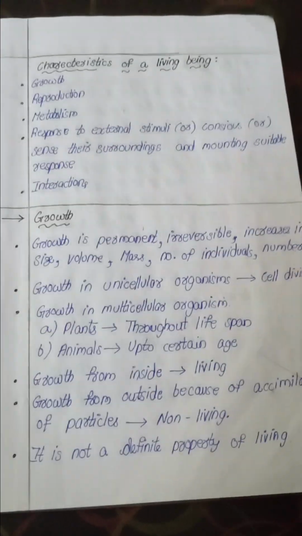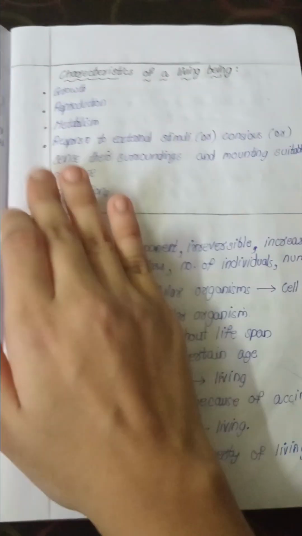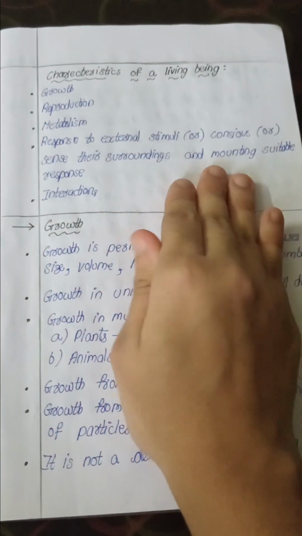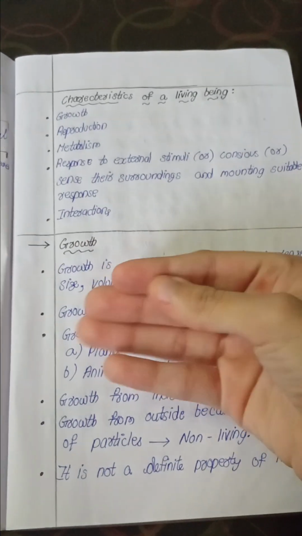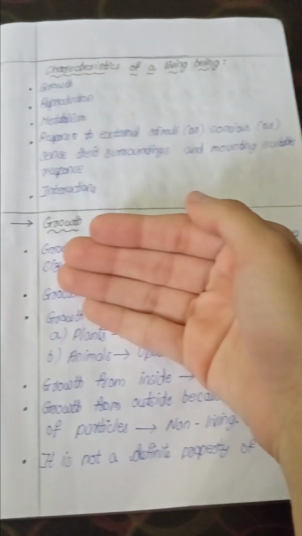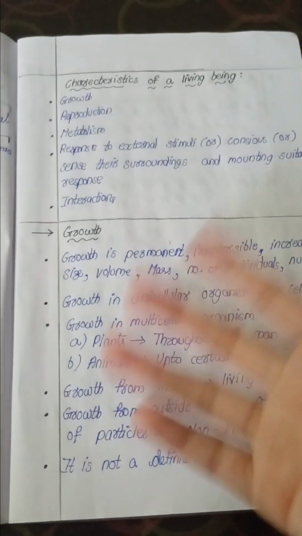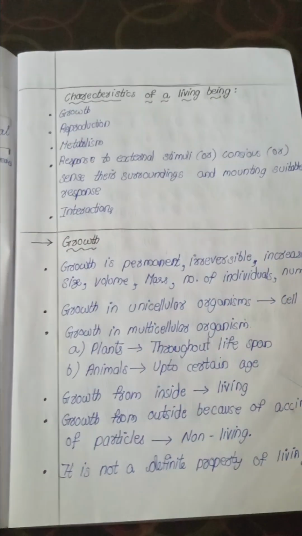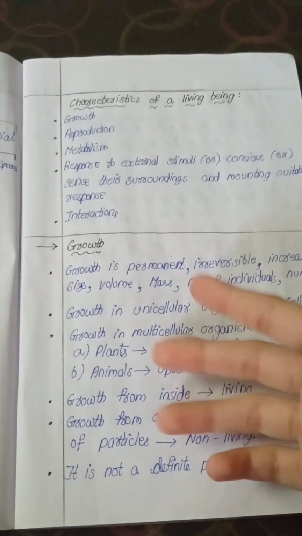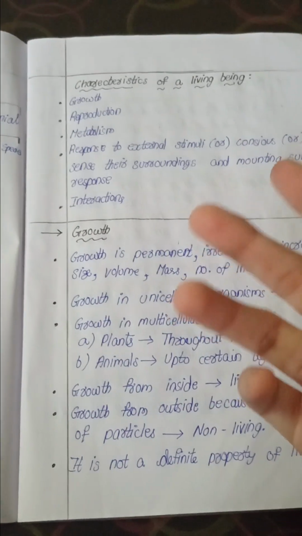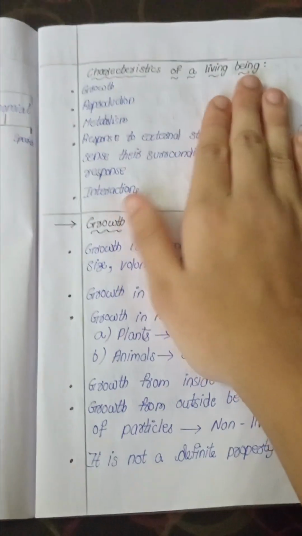Or consciousness, we can say that. Sensing their surroundings and mounting a suitable response. Yes, we sense our surroundings, and we give a response, like if someone asks us something, we respond. Interactions. Any kind of interaction. It can be a good interaction or a bad interaction, a useless interaction or a productive interaction, any interaction. These are the characteristics of a living body.